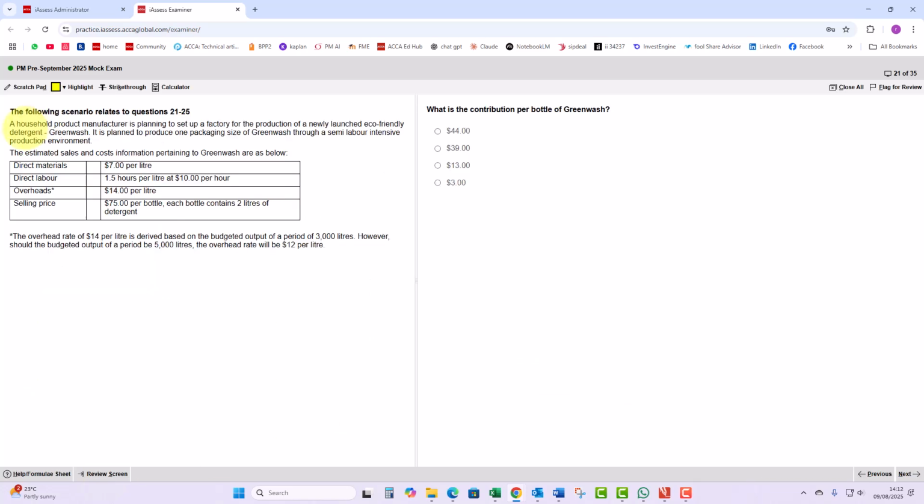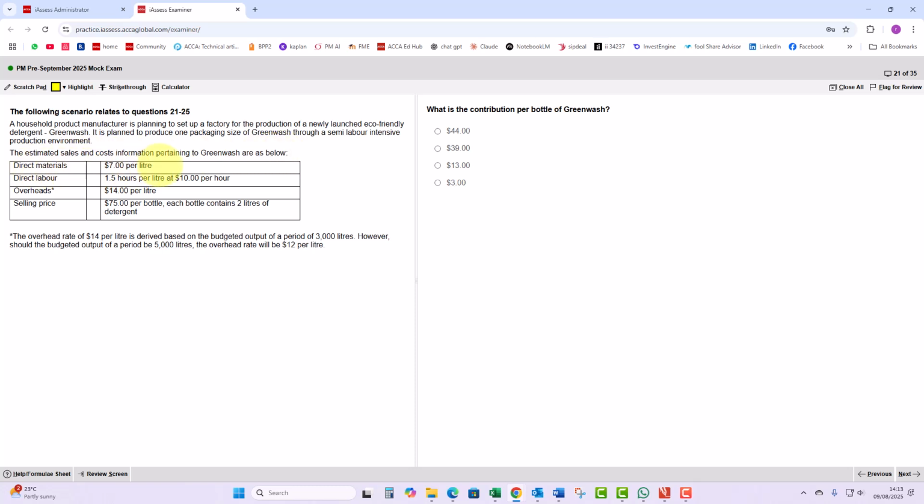The scenario is a household product manufacturer is planning to set up a factory for the production of a newly launched eco-friendly detergent called Greenwash. It's planned to produce 1 packaging size of Greenwash through a semi-labour-intensive production environment. Estimated sales and cost information pertaining to Greenwash are given below.